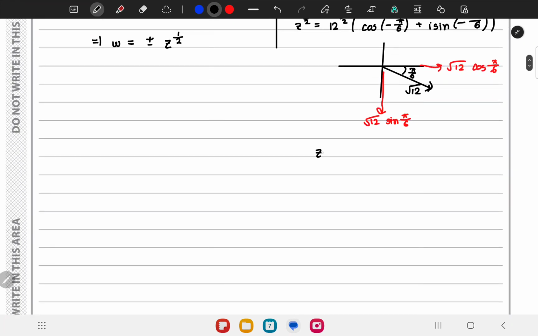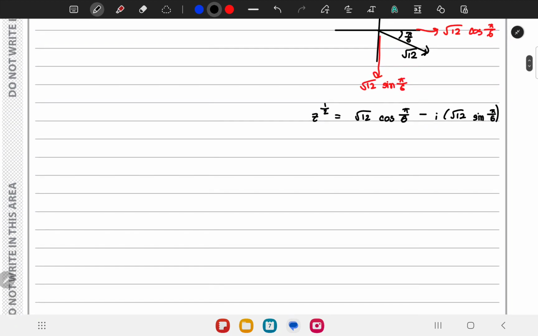So z to the power half would be root over 12 cos pi by 6 minus i, because it's in the negative imaginary axis. This is the positive imaginary axis on the top and this is the negative one on the bottom. So minus i root over 12 sine pi by 6. If we calculate this, we'll get z to the power half to be 3 minus root 3 i.